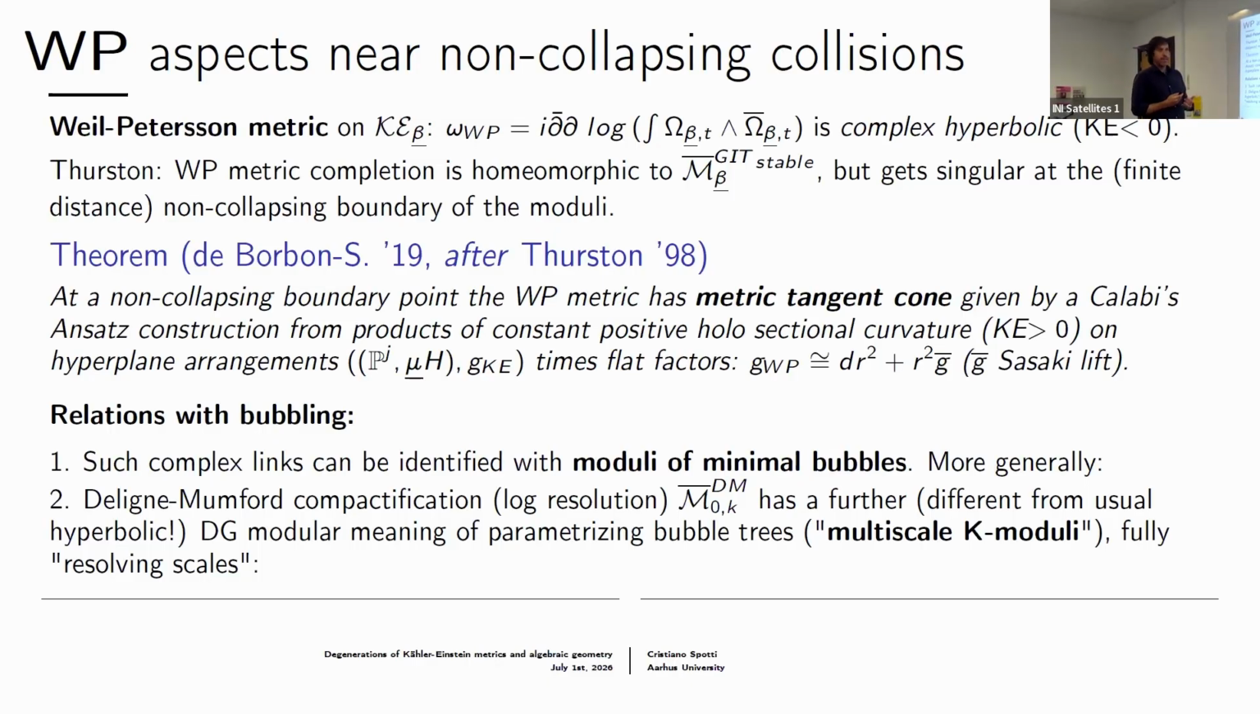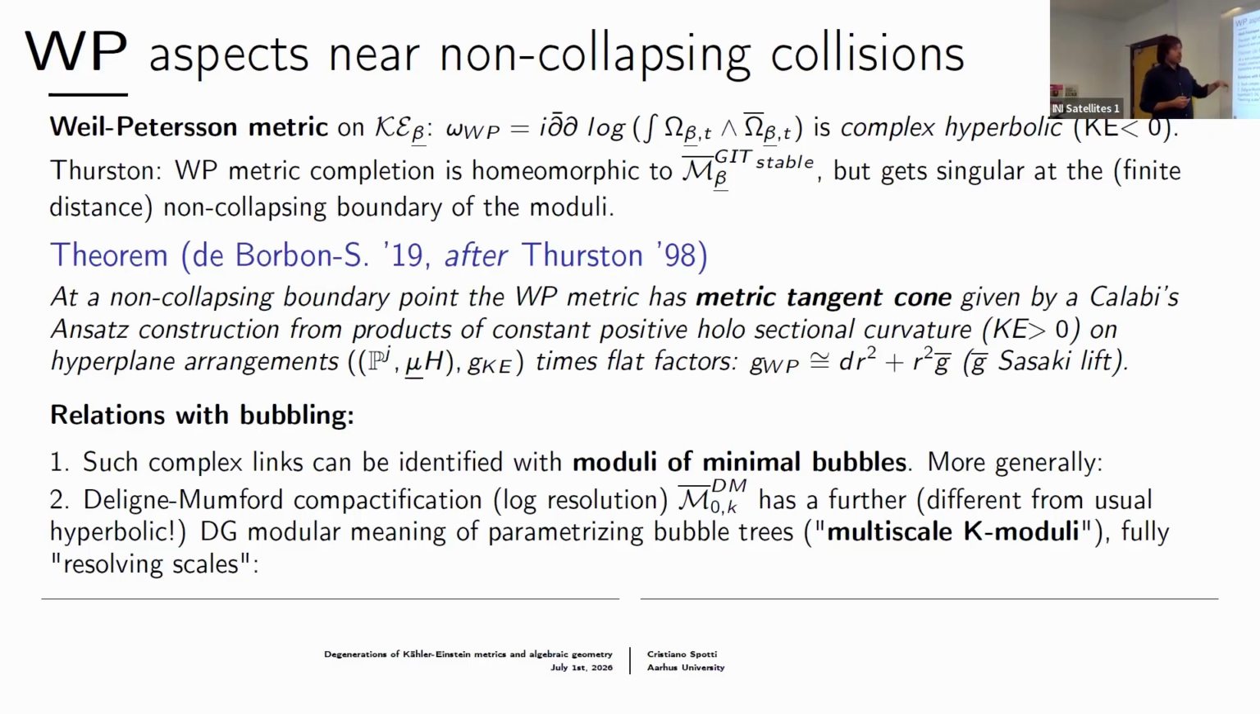And actually there is a link between this bubbling and this cone, because one can interpret this space of hyperplane arrangements as the moduli space of the minimal bubble. So remember that when we rescale, a first rescaling gives some bubble that has a tangent cone at infinity, the tangent cone of a singularity, that are called minimal bubbles. And they form a moduli space that can be identified with the complex link of the tangent cone of the Weil-Petersson metric at the boundary.